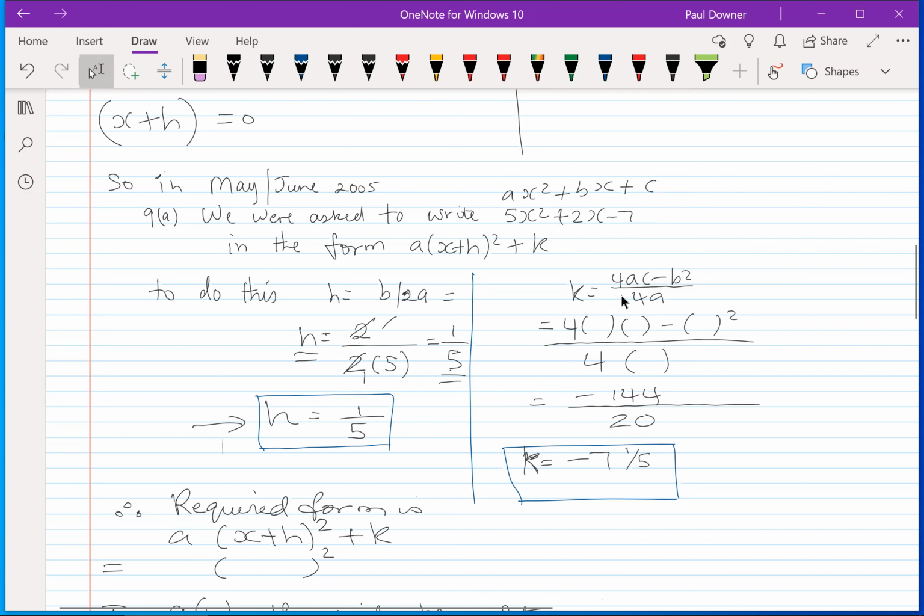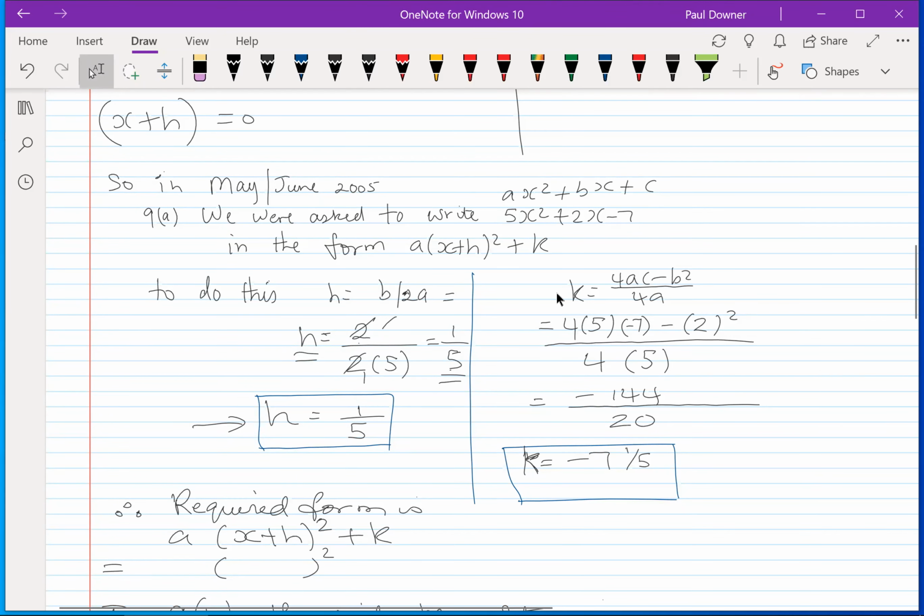So let's work it out. Let's take our time and work it out. So 4 is this 4. A from up here was 5, so I'm going to write in a as 5. C, where do we get c from? C is this number here, minus 7. So I'm going to write in minus 7. Then b, where's b? B is 2. So I'm going to put 2 in here, and then, of course, squared, all over 4a. What's a again? A is 5. So I'm going to put 5 in there.